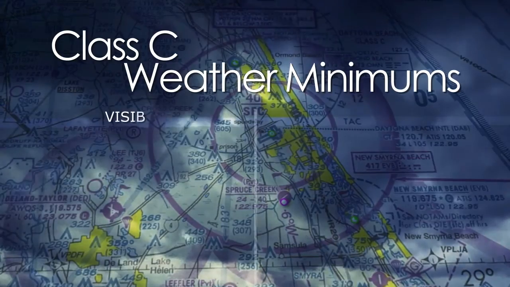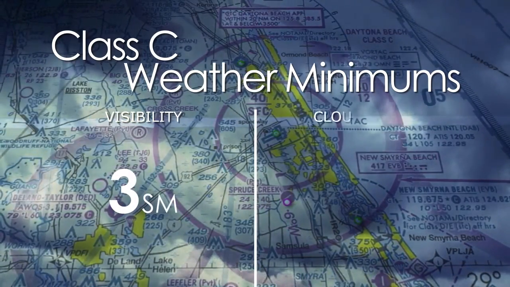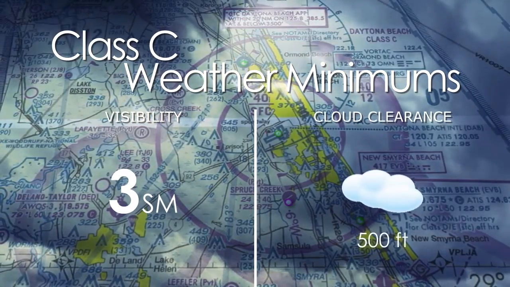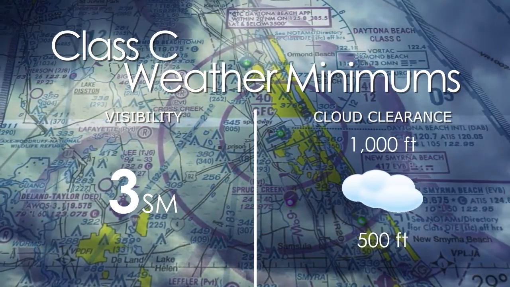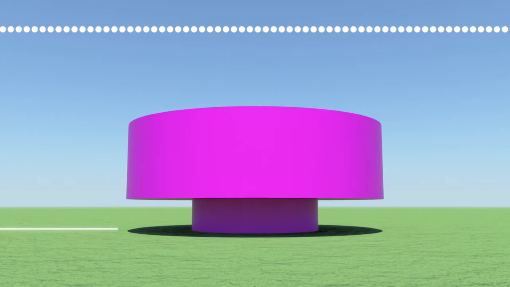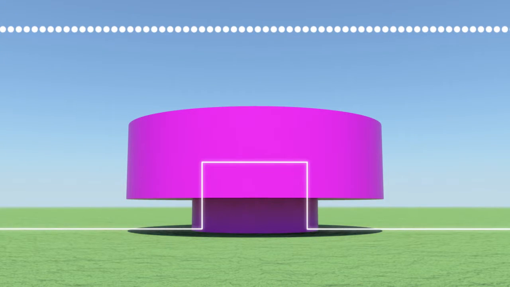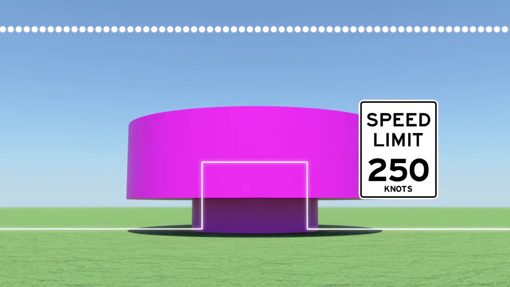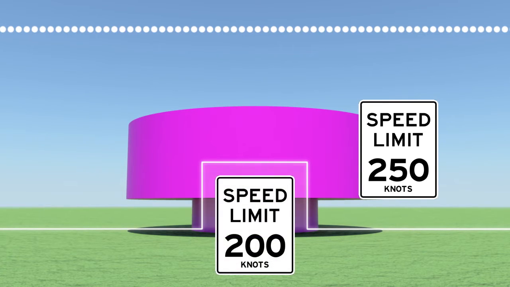To operate inside Class C VFR, the visibility must not be less than 3 statute miles, and the pilot cannot be any closer to the clouds than 500 feet below, 1,000 feet above, and 2,000 feet horizontally. As previously stated in Class Bravo, anytime the aircraft is operating below 10,000 feet, the speed limit is 250 knots. That limit is reduced down to 200 knots when operating below 2,500 feet AGL and within 4 nautical miles of the primary Class C airport.